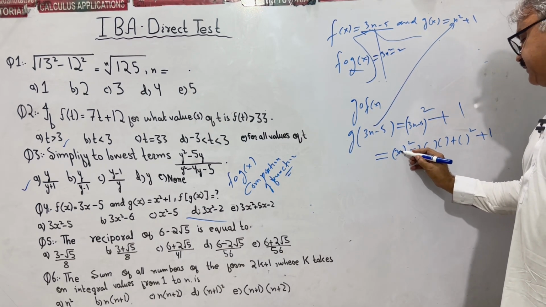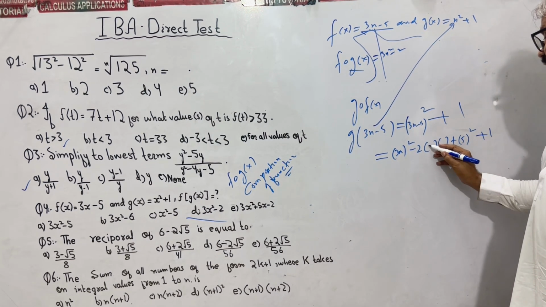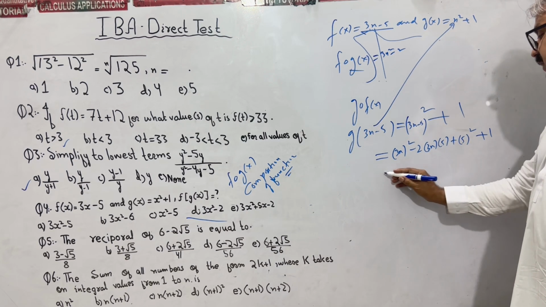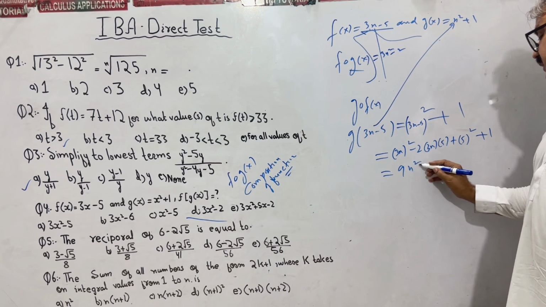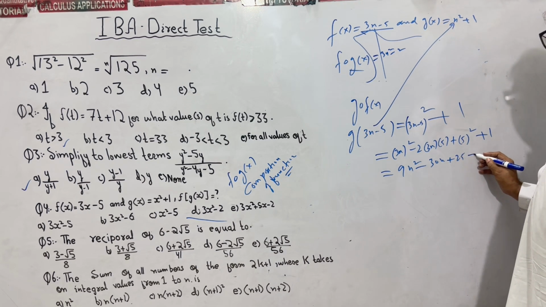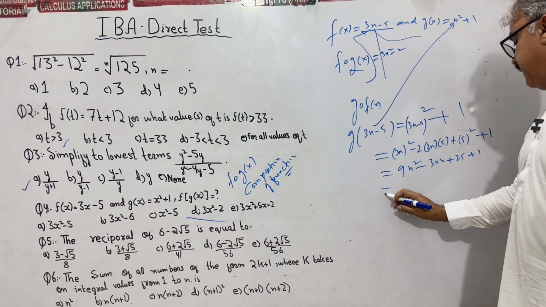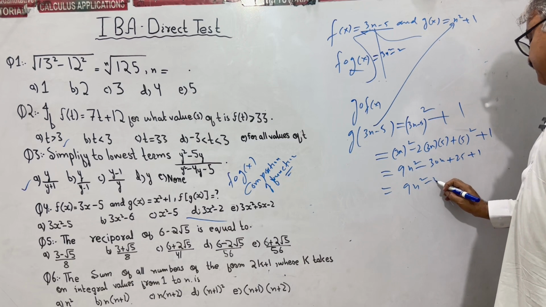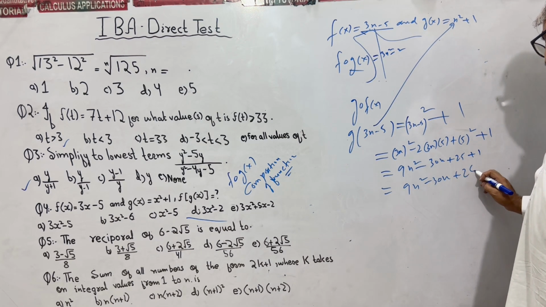We have 3x here, and here we have 5. It will become 9x square, minus 2 times 3 times 5, which is 30x, plus 25, plus 1. So we have 9x square minus 30x plus 26.